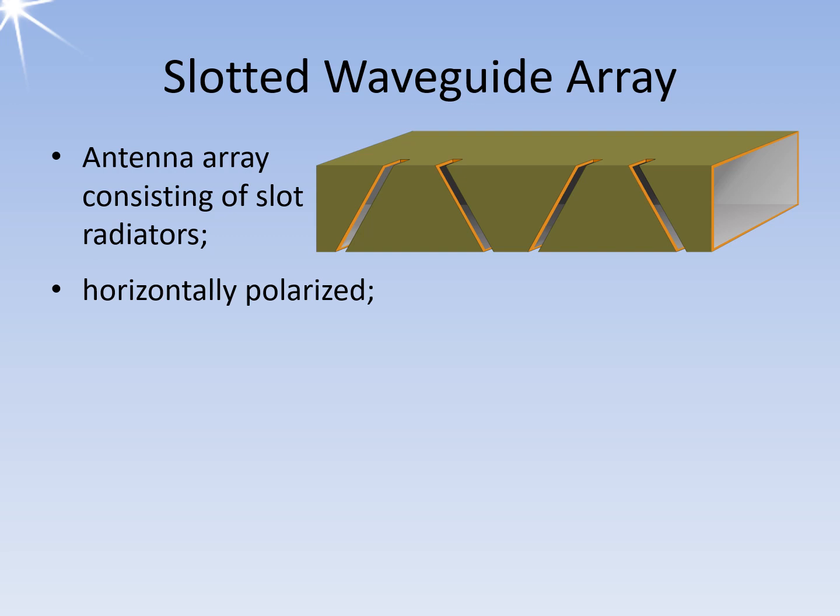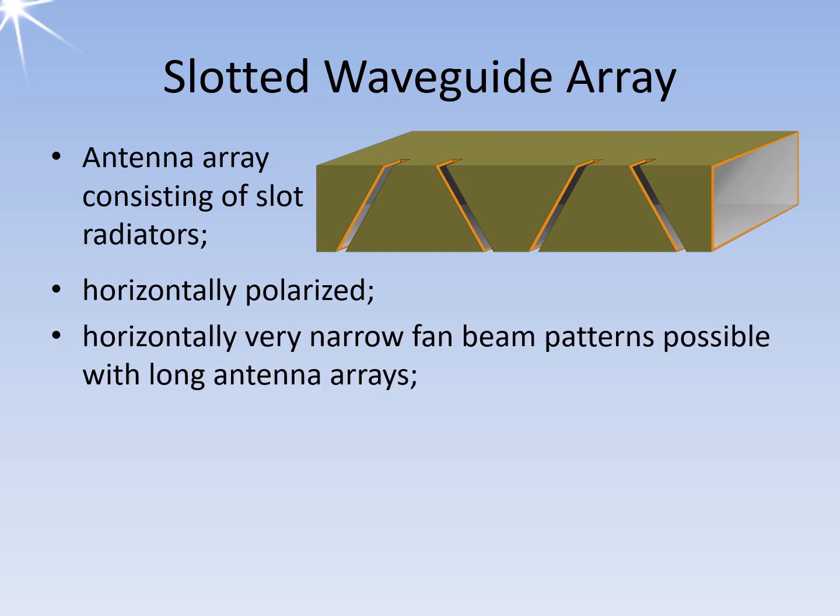Slots milled into a waveguide wall are fed by the wall currents of the wave propagating in the waveguide. By slightly tilting the arrangement, the radiated power can be regulated, resulting in a more even distribution. The more slots milled into the waveguide, the higher the antenna gain and the narrower the antenna pattern becomes.